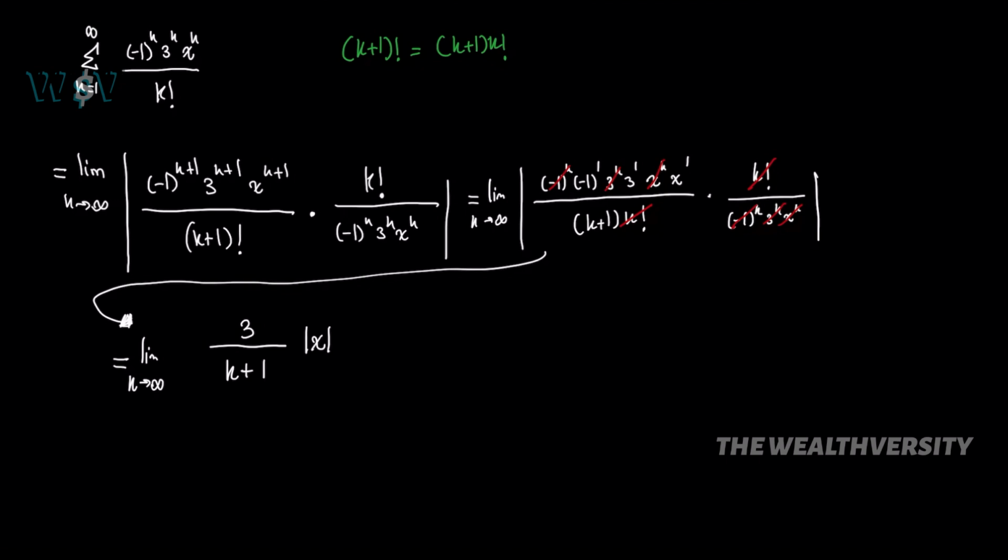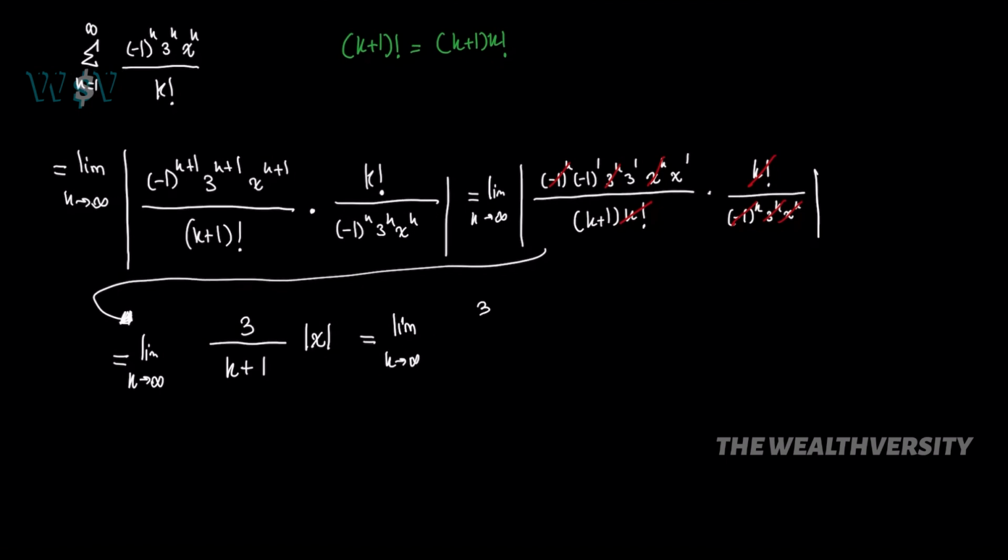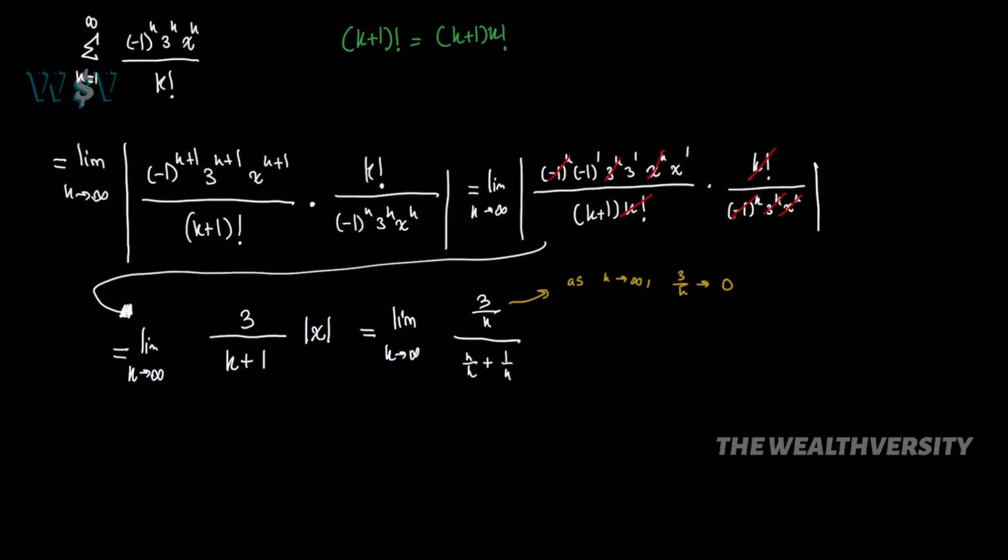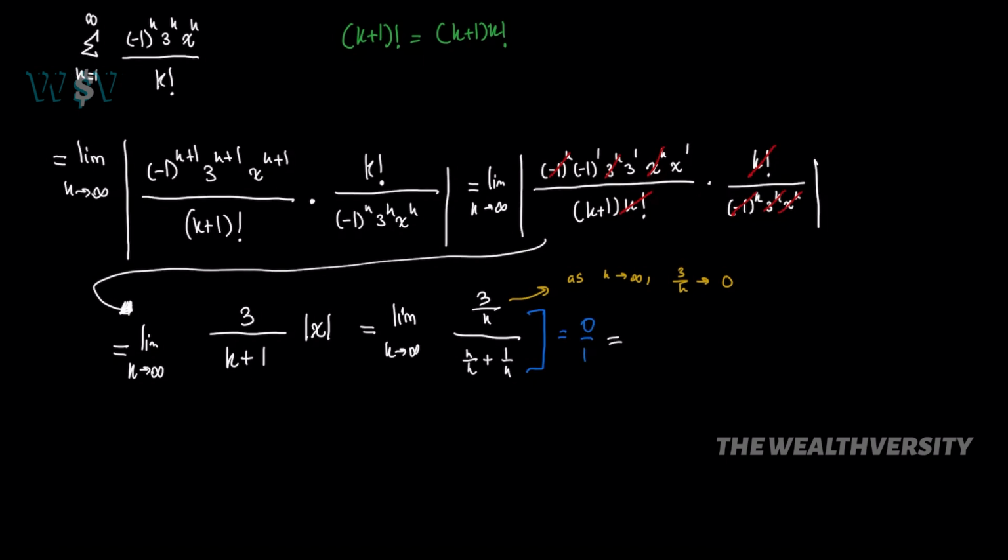Now divide the top and bottom by k, and we will get 3 over k divided by k over k plus 1 over k. Now in the numerator, we know that as k approaches infinity, 3 over k will approach 0 since it's 3 over a very huge number. This makes the whole limit equal to 0.